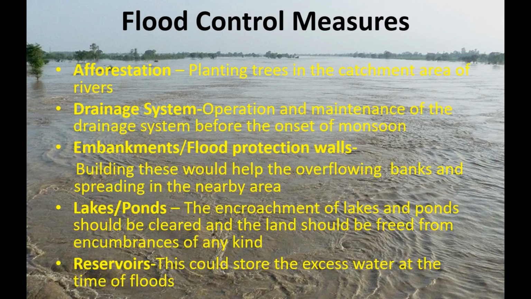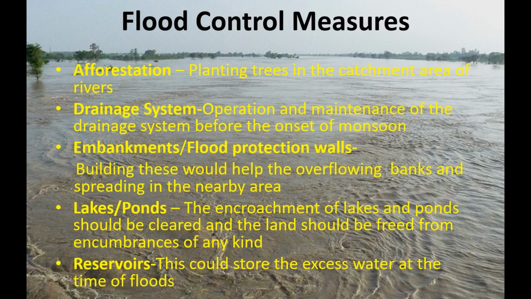The flood control measures include afforestation, drainage system, embankments, lakes, ponds, etc. Now if we see the afforestation, planting trees in the catchment area of rivers is very important for the ecological balance to thwart floods. The operation and maintenance of the drainage system before the onset of monsoon should be the priority for any civic authorities. In fact, there is a pre-monsoon plan for such works which should invariably be implemented, checked and monitored.